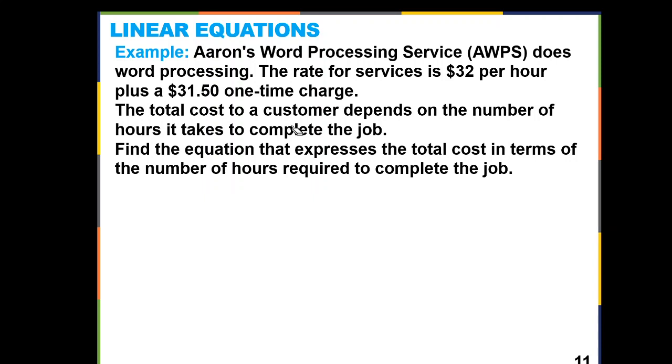So there is an example here. It says that there is a company that charges for word processing. The rate is $32 per hour plus a $31.50 flat charge. So the total cost, of course, depends on what? If I call this total cost, that would be what? That would be 31.50 plus $32 for every hour, right? So that's an example of a linear equation. And I'm going to show you right here.